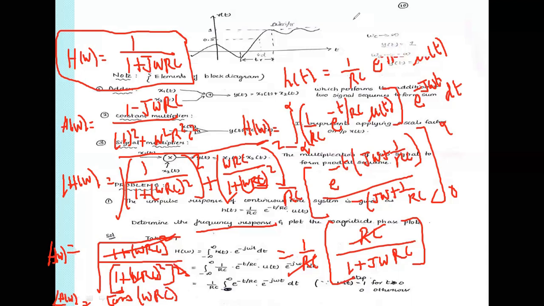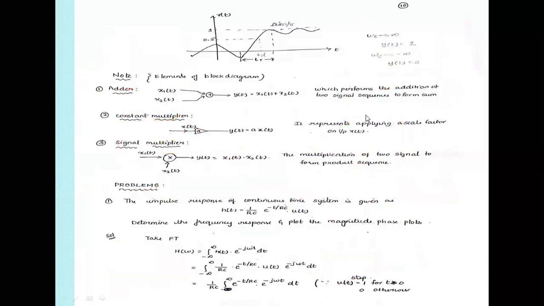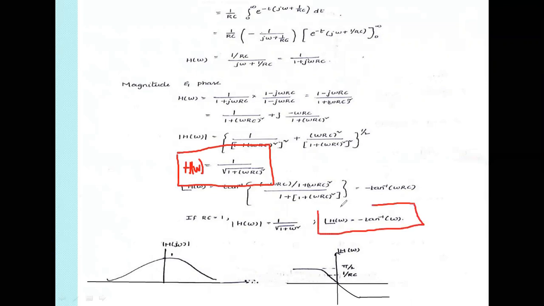Using these two factors, substitute omega equal to 0, omega equal to infinity, and omega equal to minus infinity. The magnitude of H of omega is 1 by under root of 1 plus omega RC whole square, and the angle is minus tan inverse omega RC. Okay, this is the magnitude and angle we have.